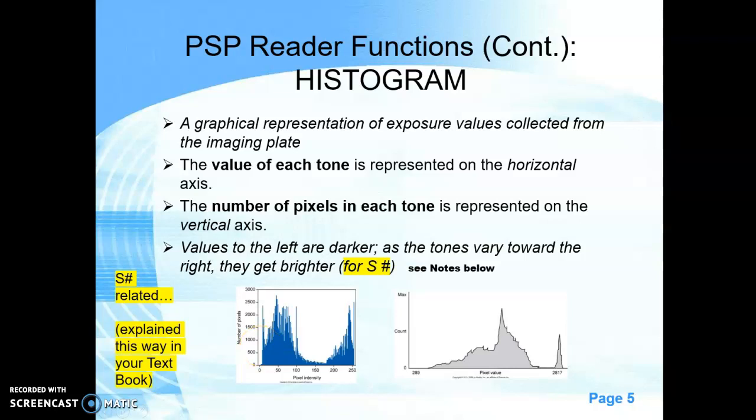Now, for S numbers, and if you pull up this PowerPoint, I do have some notes that are typed in below here. But for S numbers, the values to the left are darker, and values that aren't quite as dark are to the right. These would be brighter tones. This picture comes out of your textbook. Now, this is again only for S numbers. If you recall, S numbers are an inverse relationship. So a higher S number indicates a lower exposure, and vice versa. Again, this is how your textbook explains this concept, and this picture comes out of your textbook.